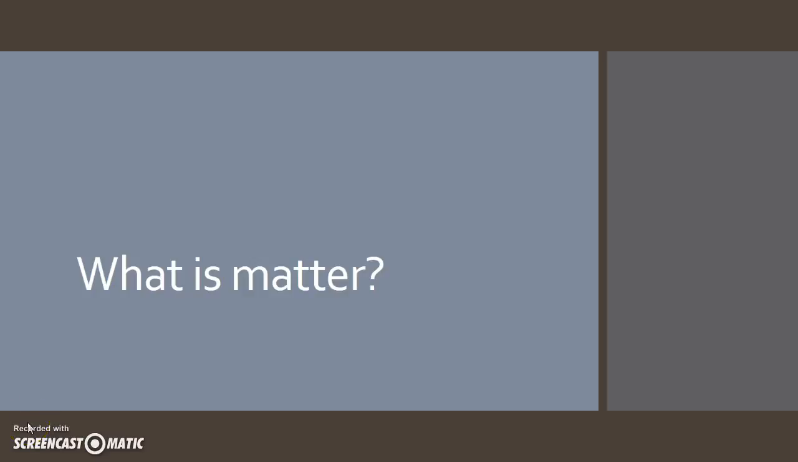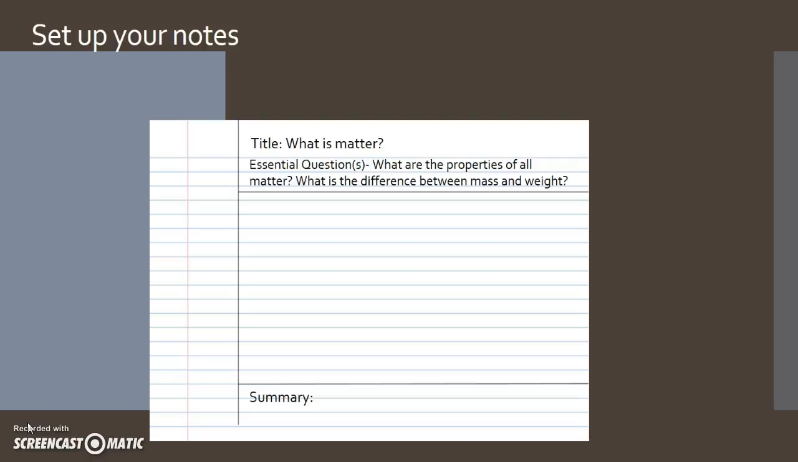Okay, so this set of notes is going to be on what is matter. So first we want to set up our notes. Our title is going to be what is matter. Our two essential questions are going to be what are the properties of all matter and what is the difference between mass and weight. And remember, your main notes go in this section, your questions go over here, and your summary of the notes go at the bottom.